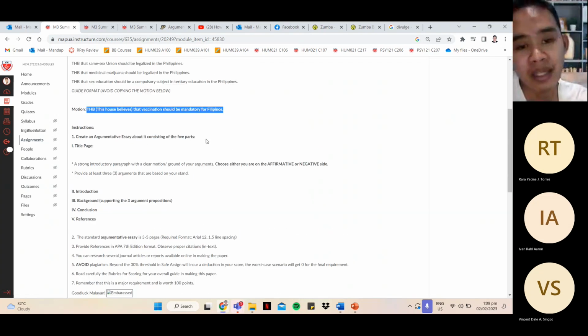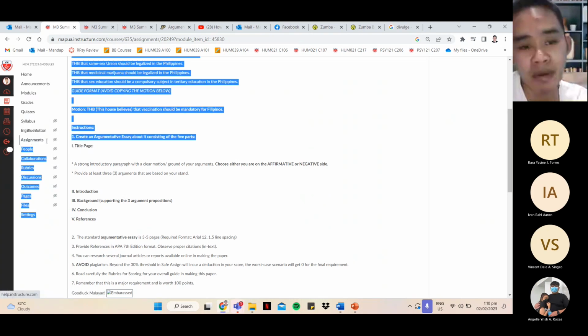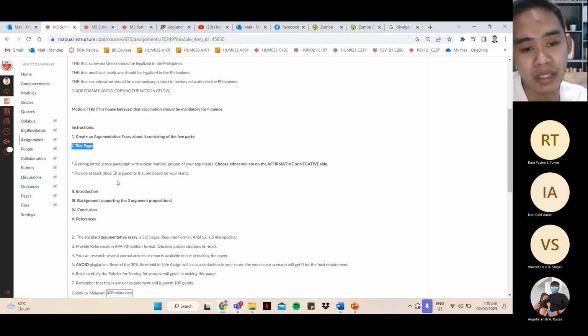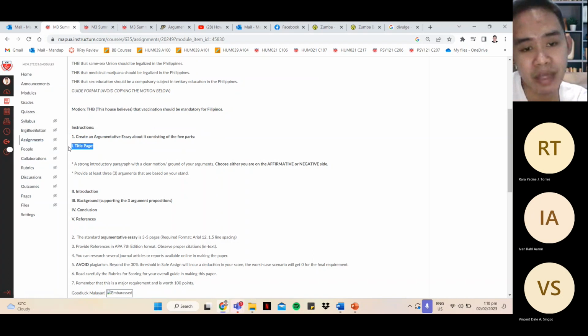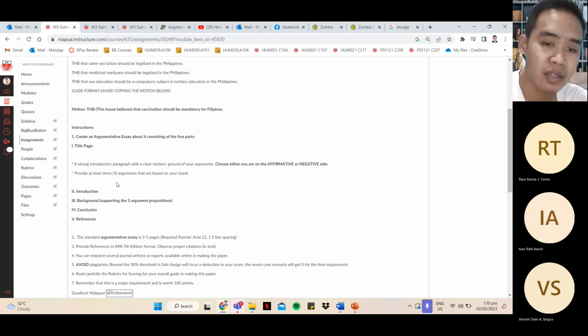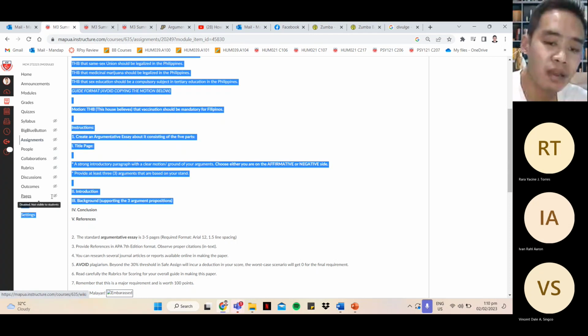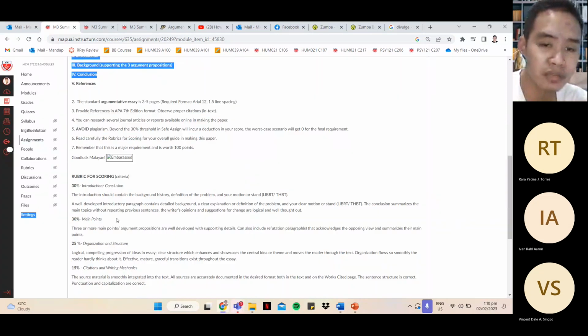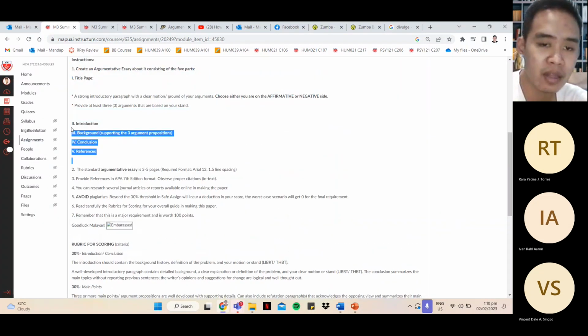Instructions: you have to create an argumentative essay about it consisting of the 5 parts. Title page, yeah, so we have the title page. And this should consist of a strong introductory paragraph with a clear motion or ground of your arguments. You choose either you are affirmative or negative. You provide at least 3 arguments that are based on your stand. So it consists of these parts as well: introduction, background that will support the 3 argument propositions, conclusions, references. Yeah, and the final parts.